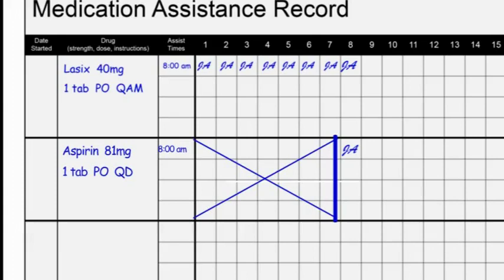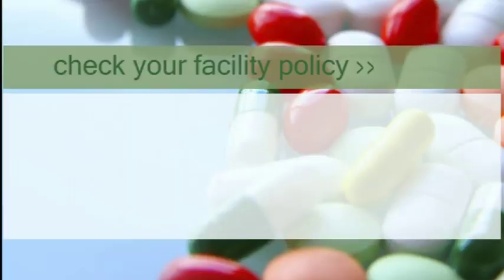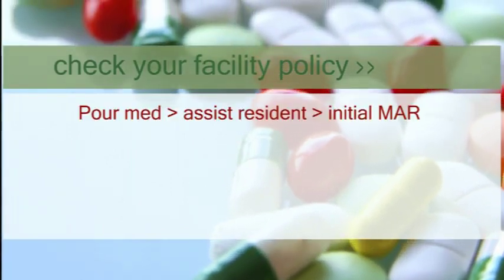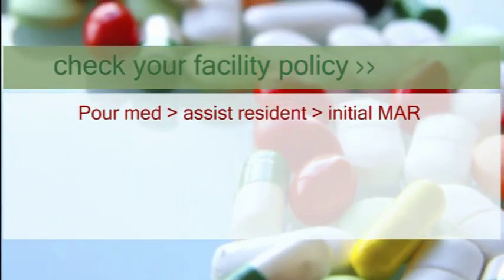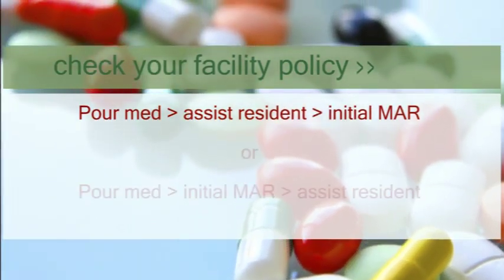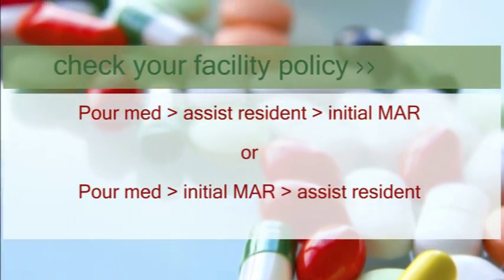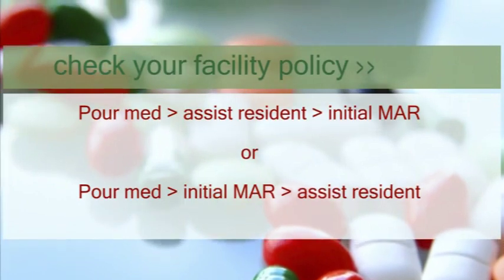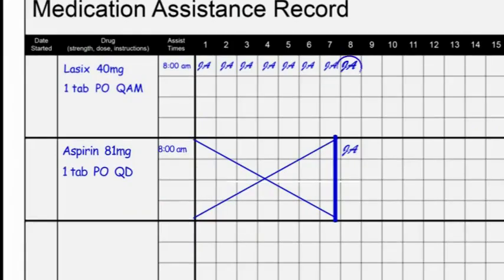We would then take the medications to Jane and observe that she took them properly. Now check with your facility policy. In some facilities, it is the policy to pour the medication, give it to the resident, and then go back and sign the MAR. Whereas in other facilities, the MAR is initialed as you pour the medication, and then if for some reason the resident didn't take it, you would go back and circle your initials and document further on the back page of the MAR the reason that the resident didn't take the medication.